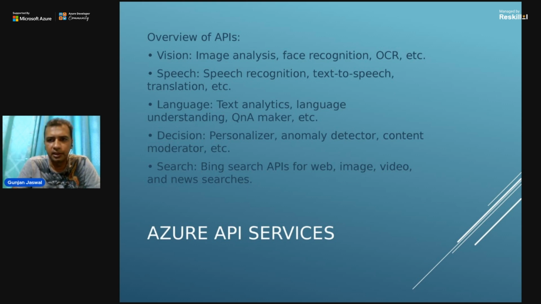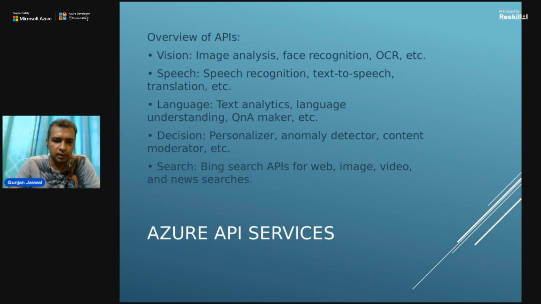They have ready APIs for that, and they can also do language understanding and text analysis. And decision making is also done, where you do content moderation and personalization. Maybe if you read an article about football, the next article that comes as a personalized recommendation would be another football article rather than an article about another sport. So it understands what you like, and based on that you can use these APIs.